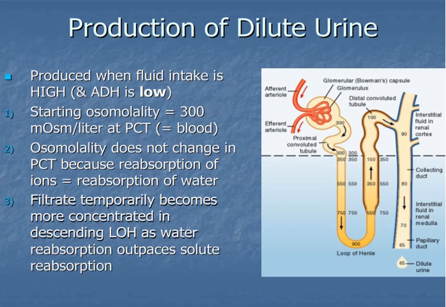One sodium ion for one water molecule. And so the osmolality of fluid entering the descending limb of the loop of Henle is still 300 milliosmoles. Now, as we go down the loop of Henle, you're going to see that osmolality increase, again, because we're pulling off water, but not pulling off any solute.